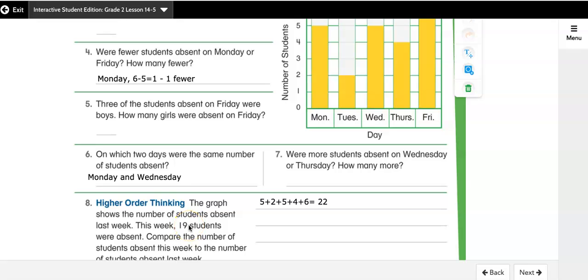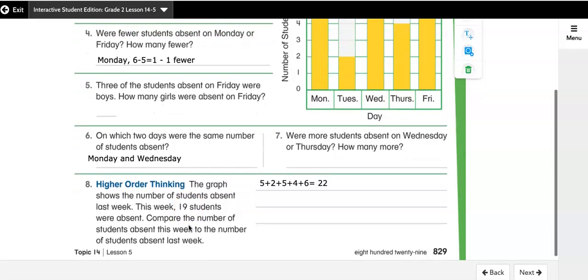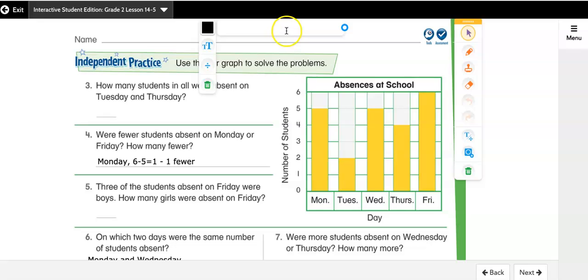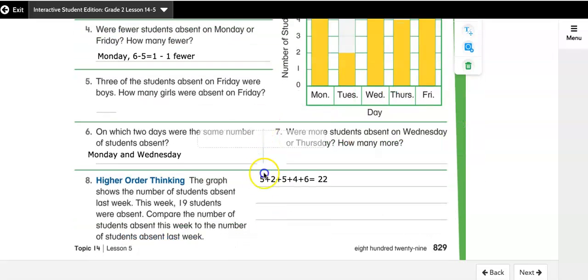This week there were 19, and it wants me to compare the numbers. It wants me to see what is the difference between those 2 numbers. So remember, friends, the difference is the answer to a subtraction problem. So I'm going to get another text box here so I can solve for the difference between these 2 numbers. I had 22 that were absent last week. I'm going to subtract because I'm looking for the difference. The 19 from this week, and then I'm going to solve for that.